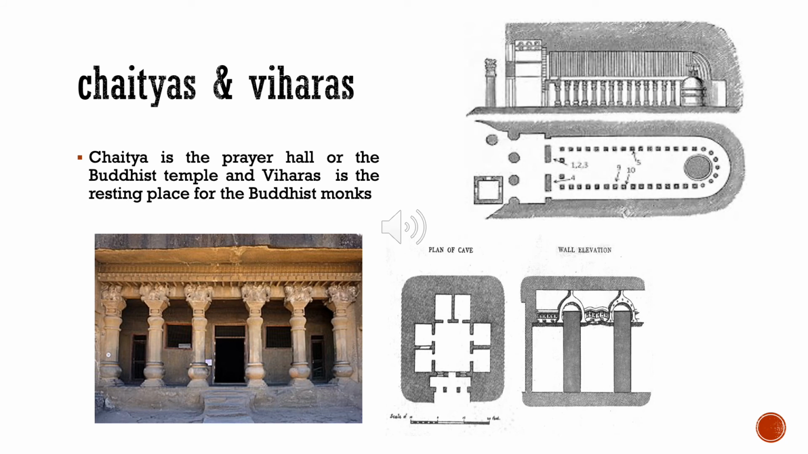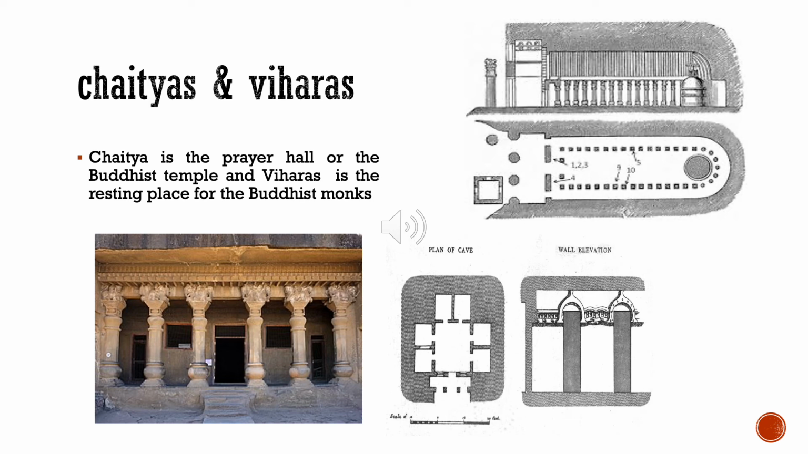Another important feature of Buddhist architecture is the chaityas and viharas. A chaitya is the prayer hall or the Buddhist temple, and a vihara is the resting place for Buddhist monks. It is not a freestanding structure; it has been carved or excavated into the side of a hill. We can call them rock-cut caves, but they have been carved intrinsically. Chaityas always enshrine a stupa inside, where Buddhist monks came for veneration and put their offerings, and viharas are the place where Buddhist monks take rest.